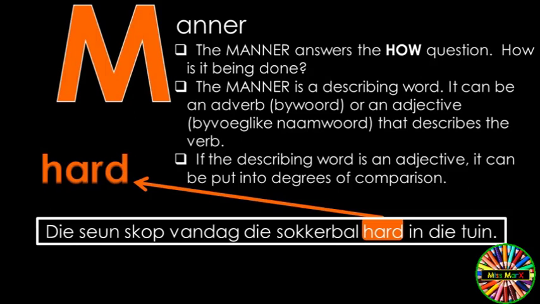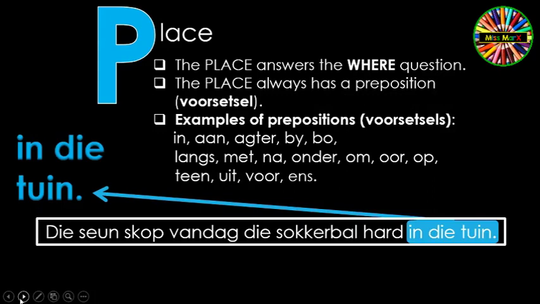Manner is the way in which the action takes place. The boy didn't just kick the ball, he kicked it hard. So it's the answer to the how question. How did the boy kick the ball in the garden today? Hard. Hoe het die seun die sokkerbal vandag in die tuin geskop? Hard. Lastly, we have the place.